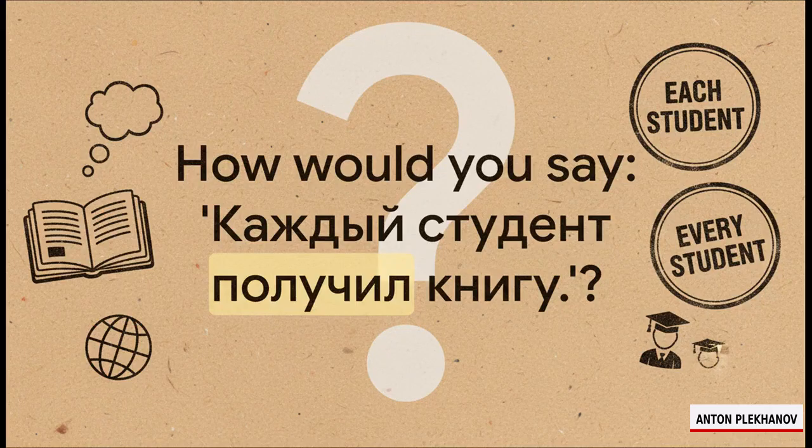Okay, so let's try a little experiment. How would you translate this sentence right here? Каждый студент получил книгу. Now, in Russian, каждый is perfect, but in English, you have a choice. Do you say each student or every student? What do you think? Well, here's the interesting part. Both of them can be correct. And figuring out why is exactly what we're here to do.